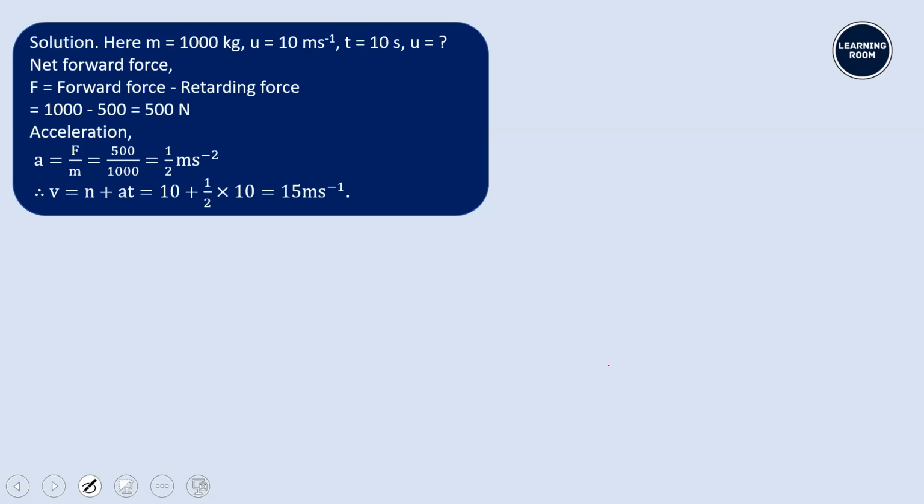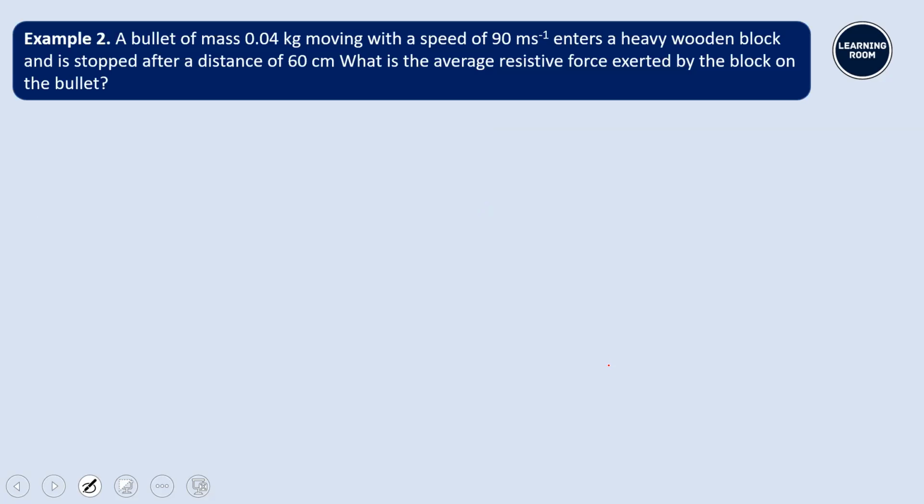Last one. So a bullet of mass 0.04 kilogram moving with a speed of 90 meter per second enters the heavy wooden block and is stopped after a distance of 60 centimeters. What is the average resistance force exerted by the block on the bullet?